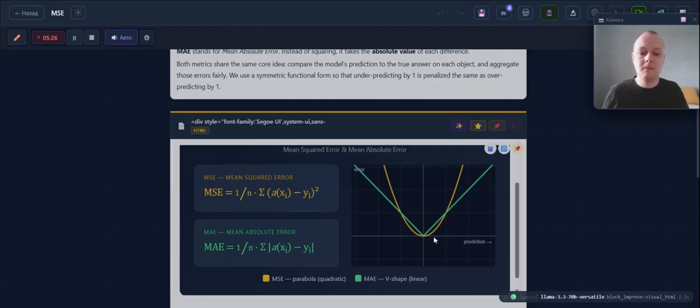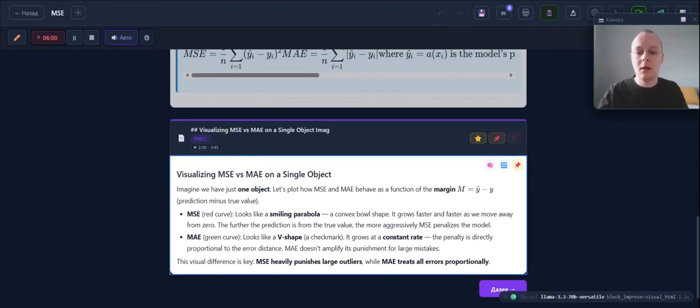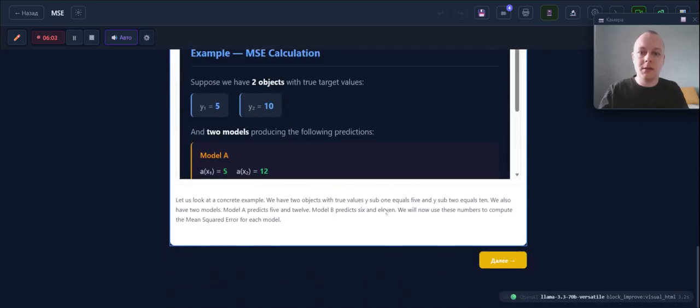So if our prediction goes farther and farther from the truth, MAE punishes us the same way all the time. MSE punishes us harder and harder. We can see exactly this moment where both of them punish us the same way, and then MSE starts punishing us harder for mistakes. All right, let's continue further.